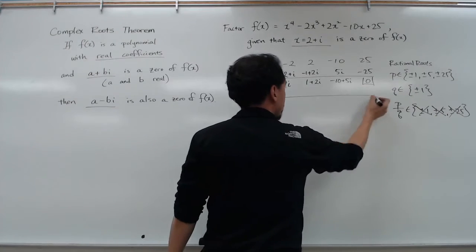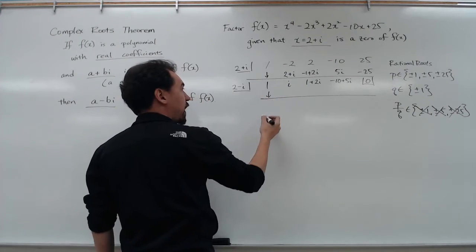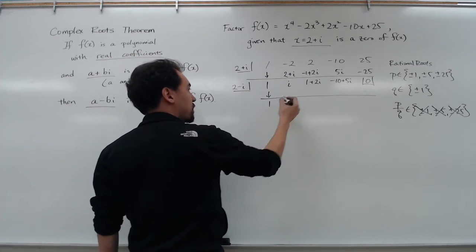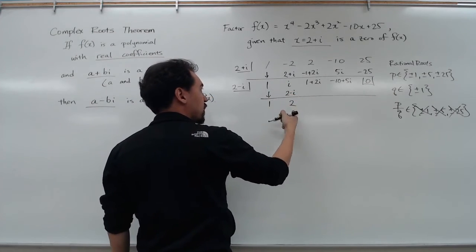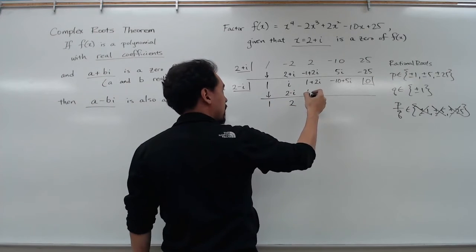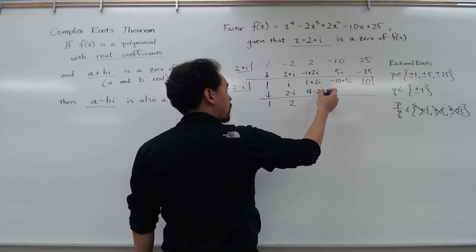So let's do synthetic division with 2 minus i. So I'll put the 1 here. 1 times 2 minus i is 2 minus i. These two add up to make 2. Then 2 times 2 minus i is 4 minus 2i.